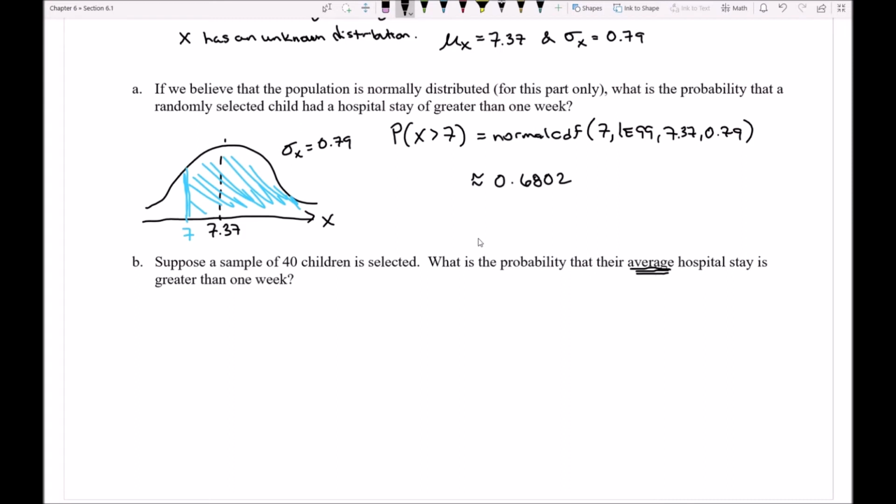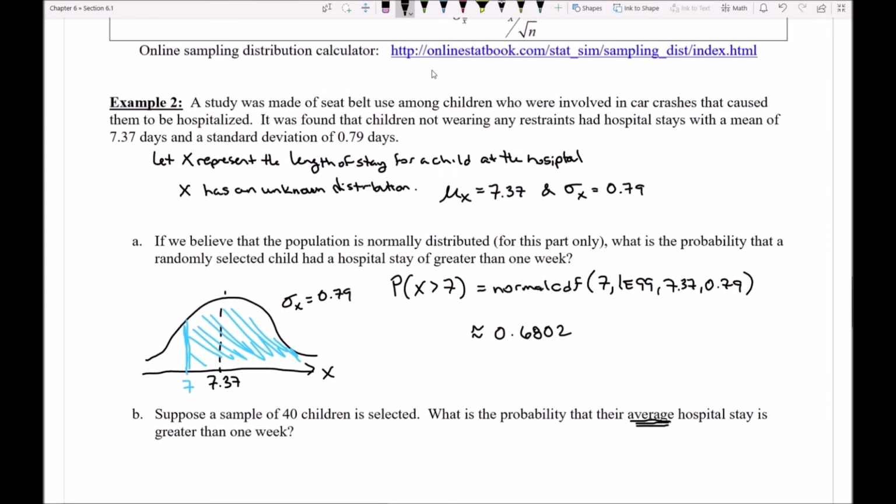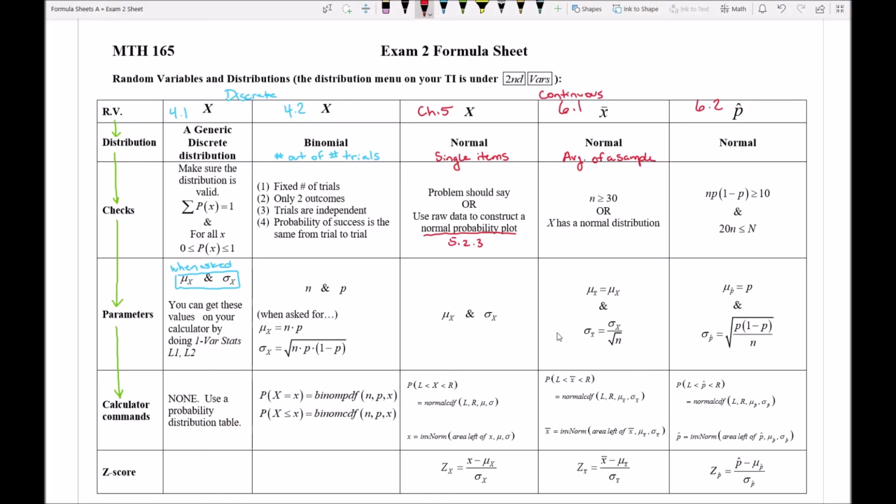Well, notice I'm not asking about a kid anymore, right? I'm not asking about the length of stay for a child. Now I'm dealing with an average hospital stay for 40 kids. So things are very, very different. In fact, this is exactly the moment that I would know that since I'm trying to find the average length of stay for a group of people, that's x bar. That's what this whole variable is all about, finding averages of a sample, averages of a group.